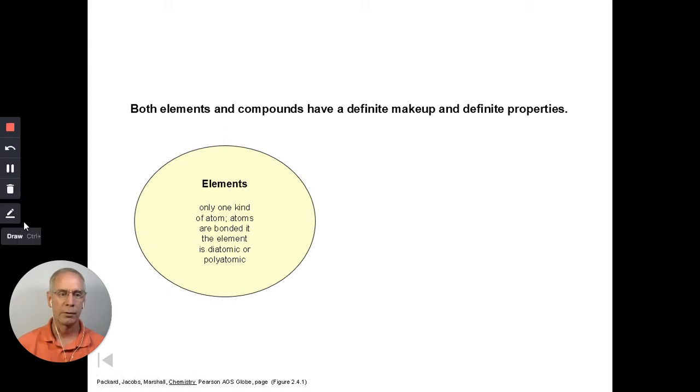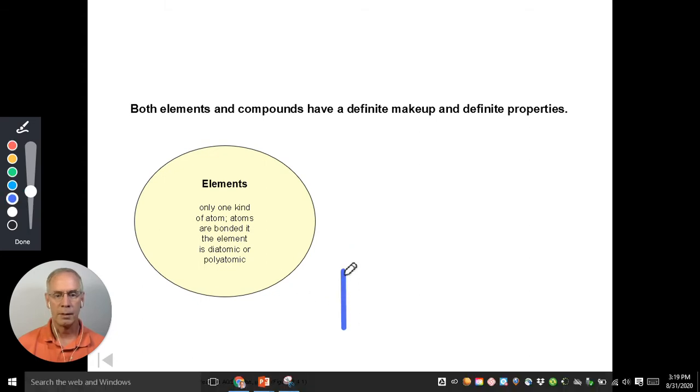Phosphorus and sulfur. Now, I don't know if my pen will work here. Let's see if we can get it to work. I'm going to write P. Whoa, that's a bad looking P. Let's try an S.